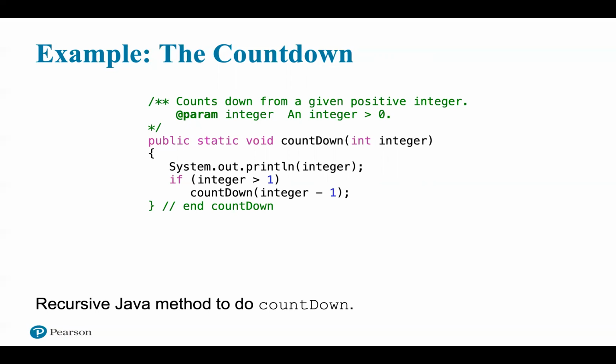The if statement asks if the process has reached the base case. Here, the base case occurs when the integer is 1. Because the method displays the integer before checking it, nothing is left to do once the base case is identified.